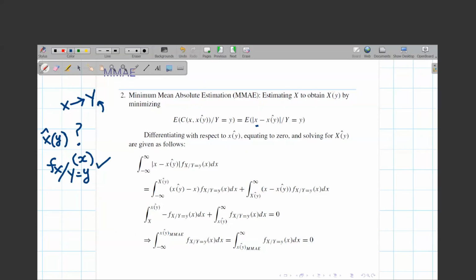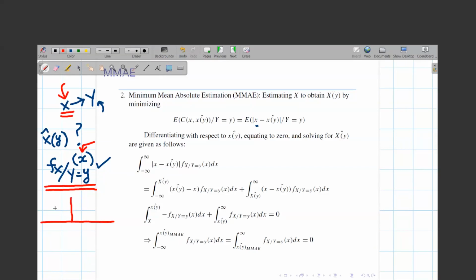In this case, you are trying to estimate x, and f of x given y equal to y is what we call the posterior density function. If I am trying to estimate y, it could be the other way around: f of y given x equal to x. But here you are estimating x based on the observation of y, and hence this is your posterior density function.